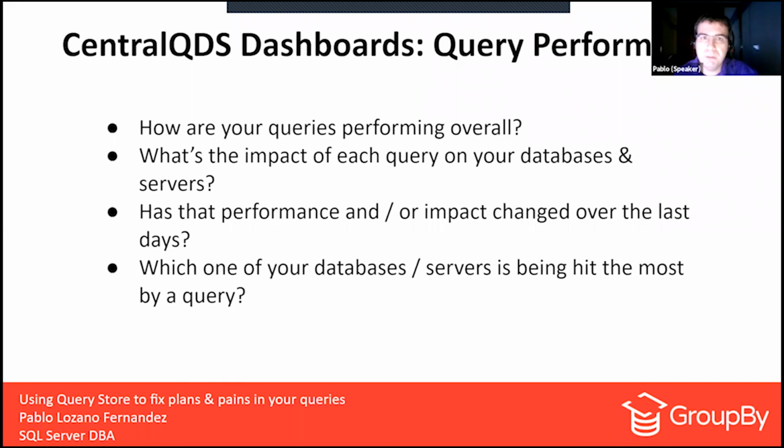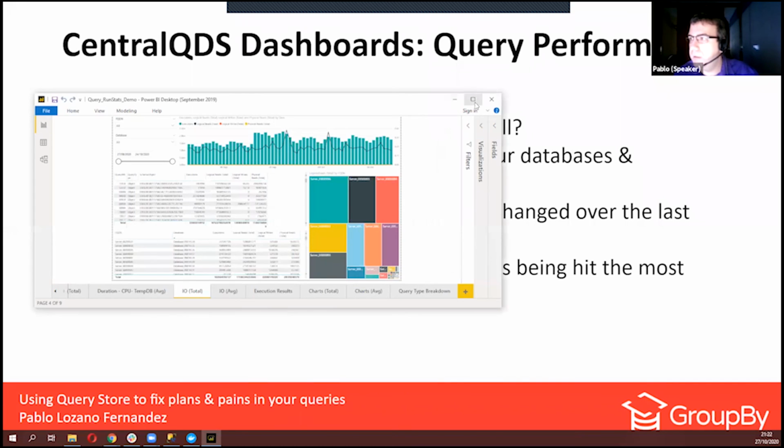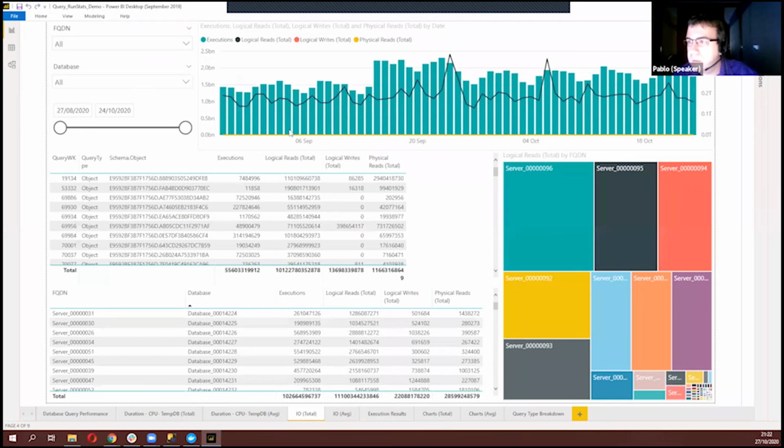So yeah, here is the report. Obviously everything is obscured, all the schema objects. This is not the name of our schema object, that would be awful. The server names are also not the same, but this is real data.